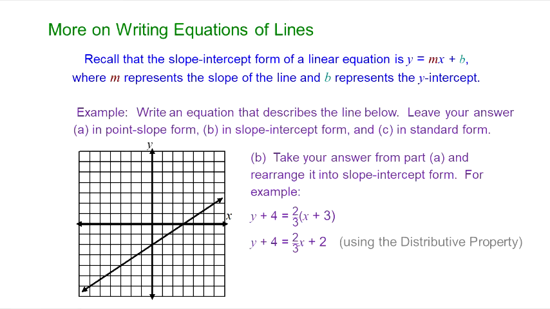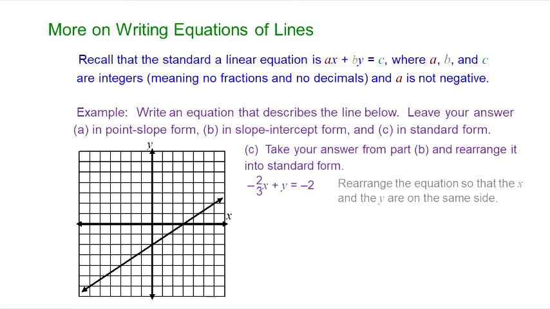To write the equation in slope-intercept form, I will take the answer I got from the last step and rearrange it so that it has the form y equals mx plus b. I will start by using the distributive property to get rid of the parentheses. Note that 2/3 times x is equal to 2/3 x, and that 2/3 times 3 is equal to 2. To finish putting this in slope-intercept form, I will subtract 4 from both sides of the equation.